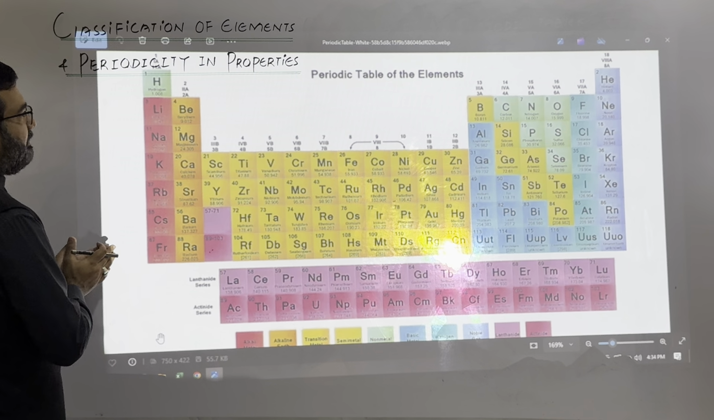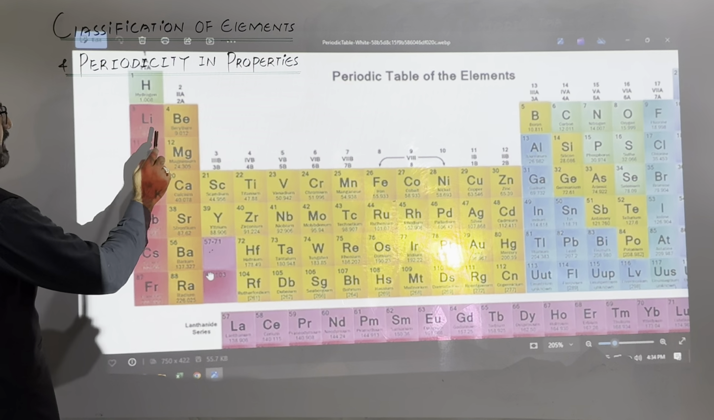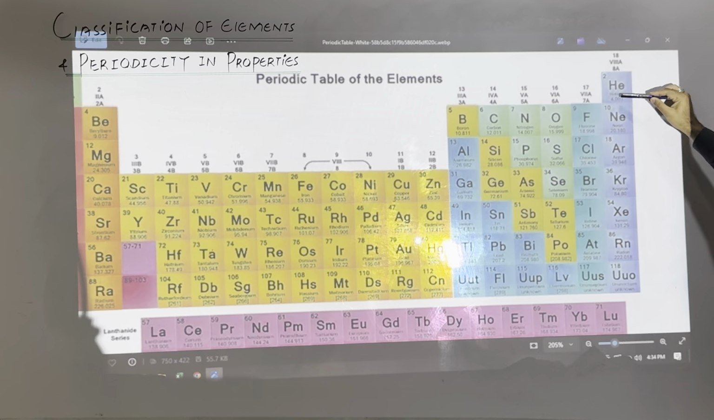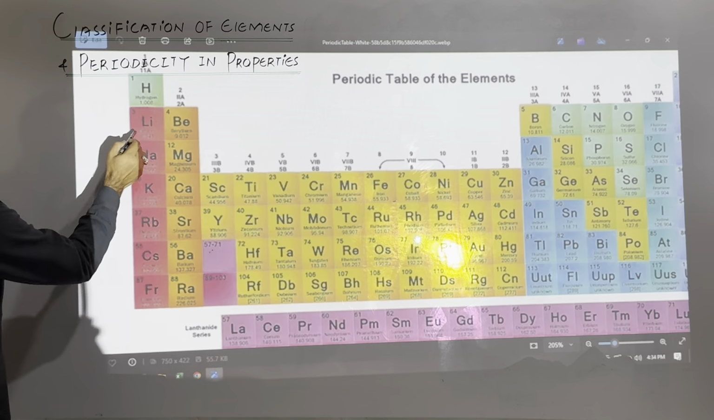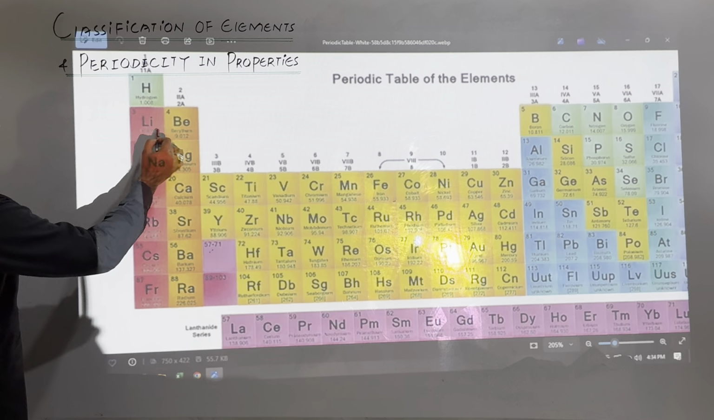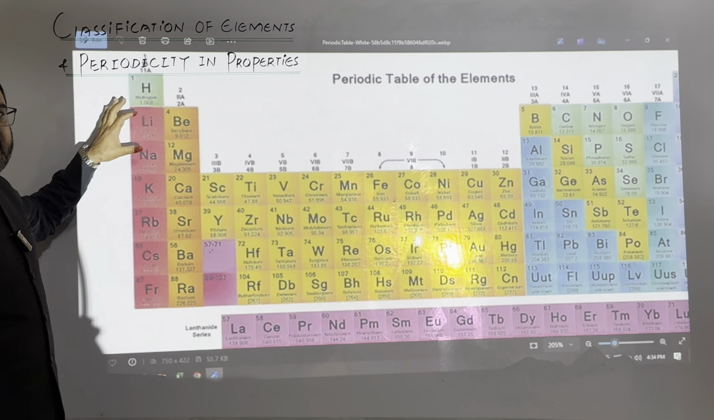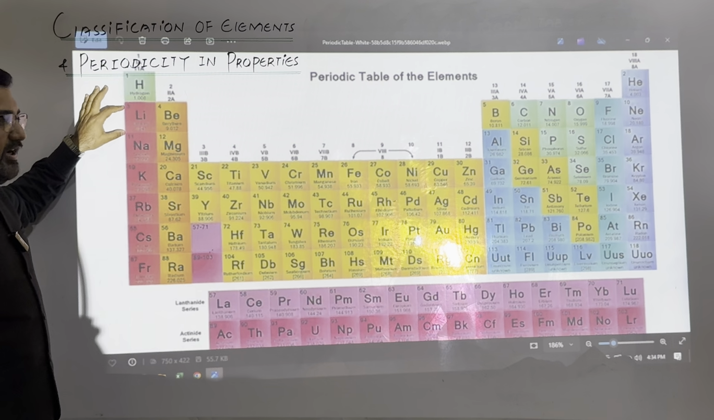Now, what about the period? The first period is called the shortest period because it has only two elements. One is hydrogen and the second one here is helium. So the first period is the shortest period with two elements only. Now, my dear students, this is period number 2. This period number 2 has a total of 8 elements in it. That is called the short period. First one is the shortest, second is the short period.